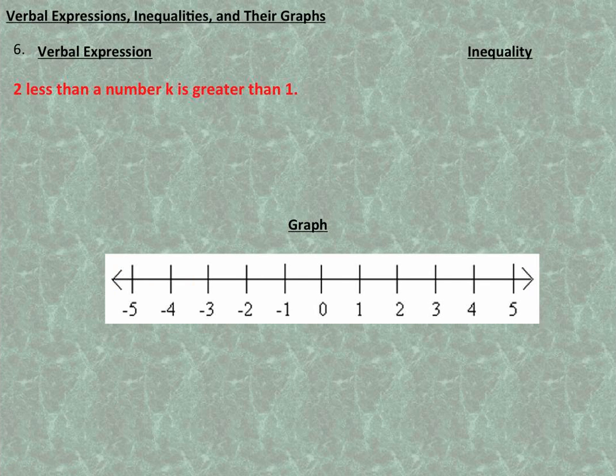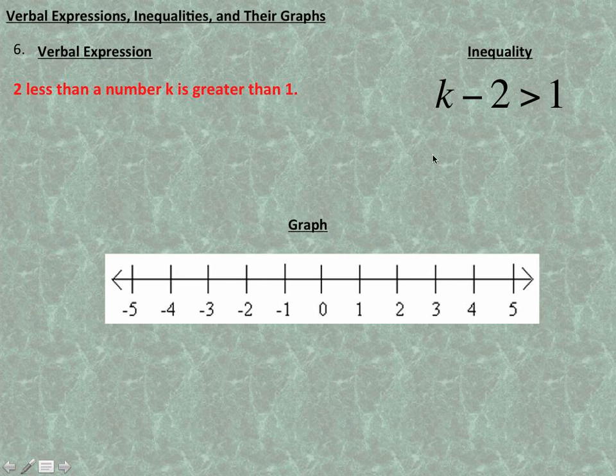What do they give me now? 2 less than a number k is greater than 1. All right, this gets a little more complicated. 2 less than a number. Notice it doesn't say 2 is less than. So 2 less than a number. k minus 2. Not 2 minus k. k minus 2. 2 less than a number. k minus 2 is greater than 1. No equal sign. Open circle.